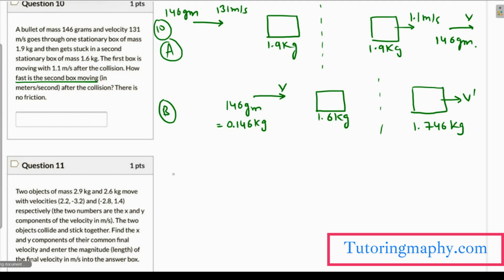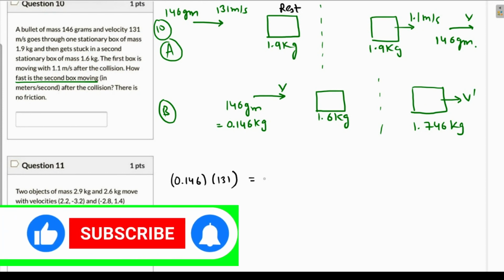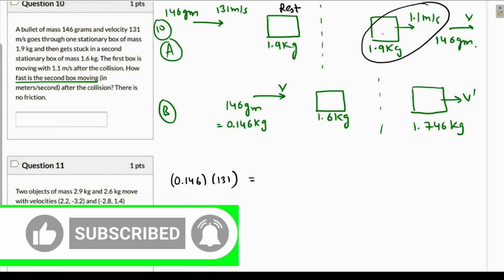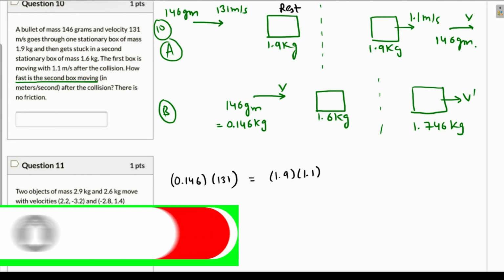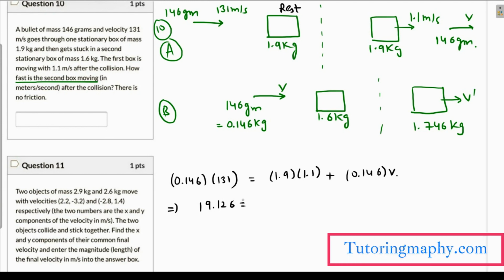The initial momentum is only because of the bullet, because the block is at rest. That's mass times velocity. The mass is 0.146, converted into kilograms by dividing by 1000, times the velocity, 131. That should equal the final momentum, which is mass times velocity of the block, 1.9 times 1.1, plus the momentum of the bullet, 0.146 times v. Let me grab my calculator. 0.146 times 131 gives us 19.126. 1.9 times 1.1 gives us 2.09, and this will be 0.146 v.